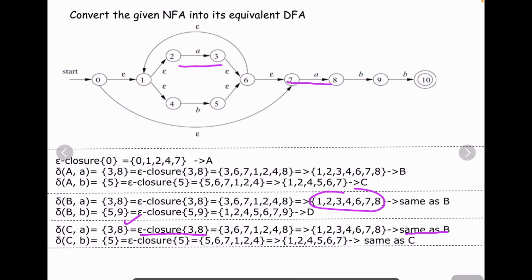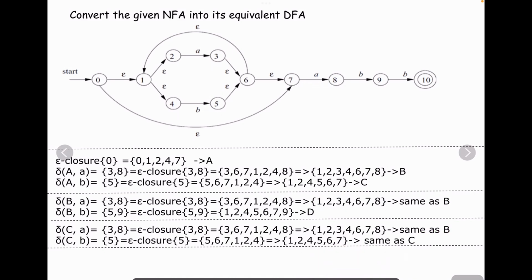This is similar to B. Then the epsilon closure of C comma B. C comma B is 5, right? There is only one transition. State 4 exists in the set C, and delta of 4 on B will go to 5. So 5 will get the epsilon closure. The epsilon closure of 5 is already computed: it is 1, 2, 4, 5, 6, 7, which is similar to C.